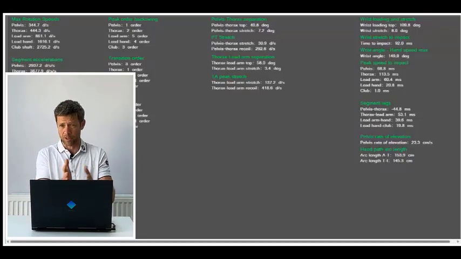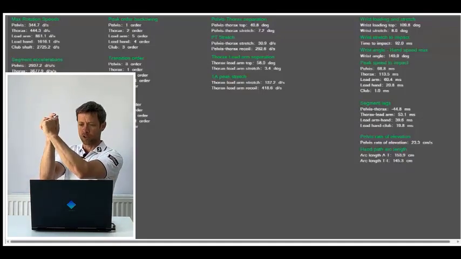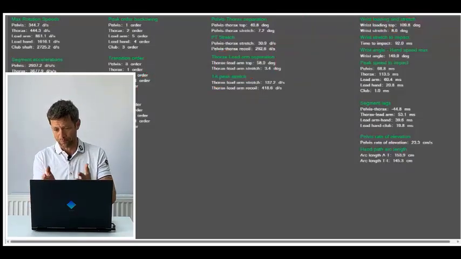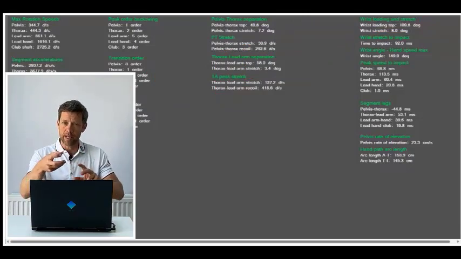And also a value here, as we move through this case study, a wrist load-in. Again, the three-dimensional angle of that wrist, forearm and shaft at the top of just under 110 degrees, once again as shown by the circle on screen. But what becomes very valuable is looking at that wrist stretch, that peak stretch.